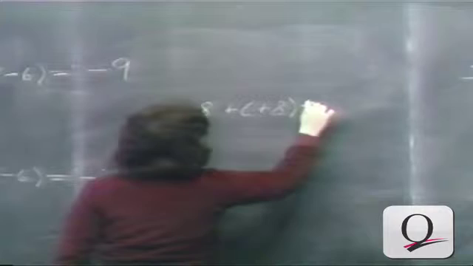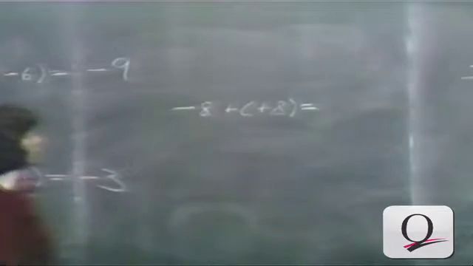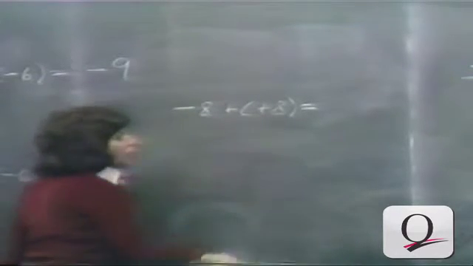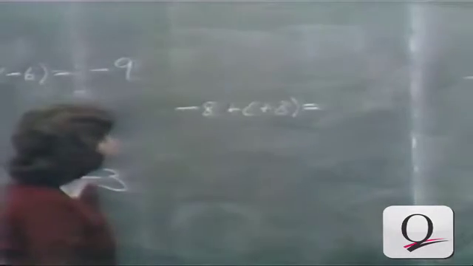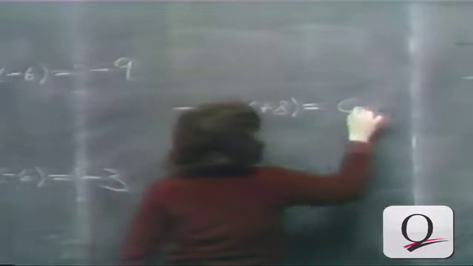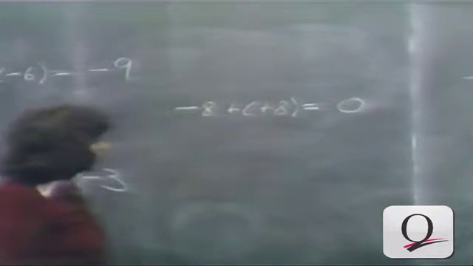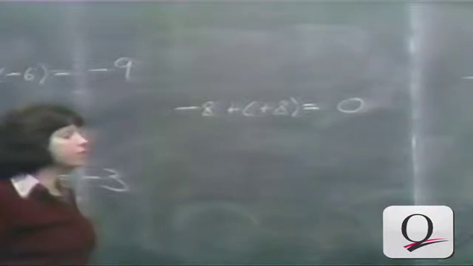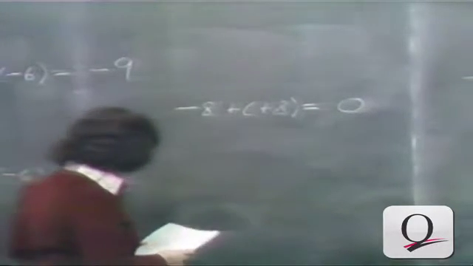How about -8 and +8? Okay, different signs. We subtract the smaller from the large, but they're really the same. And 8 from 8 gives you 0, and 0 doesn't need any sign in front of it. It's like you're overdrawn $8. You put in the $8. You wind up with a balance of 0.